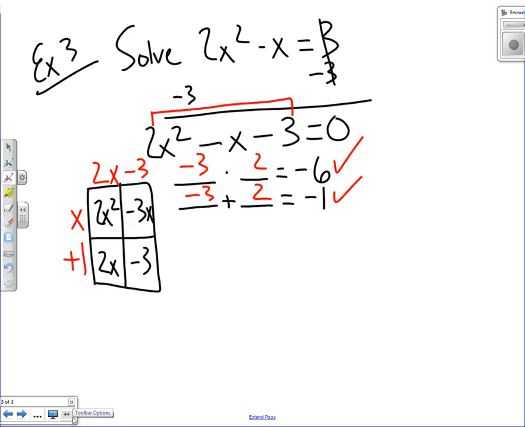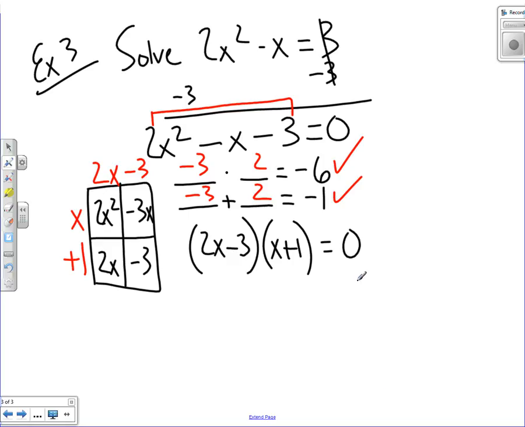Now, the stuff that's along the left and the top of our table gives us the factors. Those are the things that are going to go into our parentheses. And it doesn't matter what order you put them in. We can do 2x minus 3 first, or we could do the x plus 1 first. It doesn't matter. Your choice.